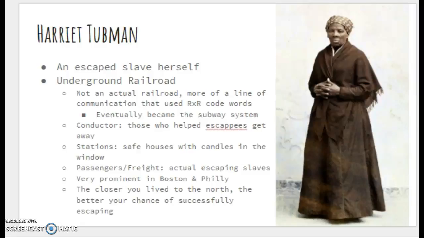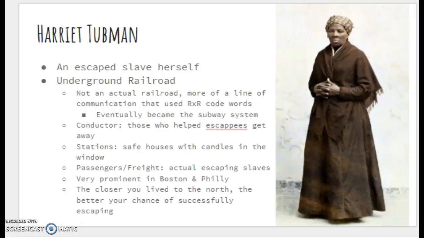That's short for railroad. This railroad system, or this line of communication system, eventually gave way to what we know as the subway system today. That system of tunnels. Conductors were those who helped escapees get away.